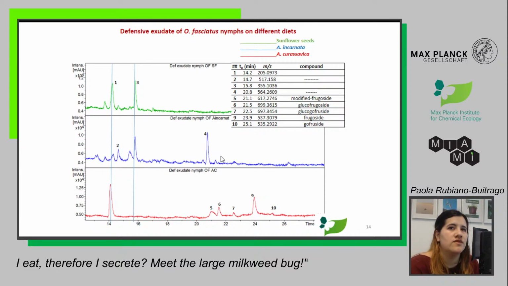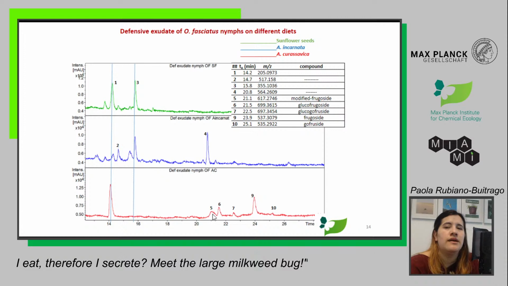But in the case of the nymphs raised on Asclepias curassavica, I did find cardenolides, and more interestingly, I found that the big peak is frugoside, not the glucosidated version that was quite available in their diet, meaning that they were quite smart and took the sugar out of it as their own source of energy and enrich the compound that they're going to use to defend themselves.